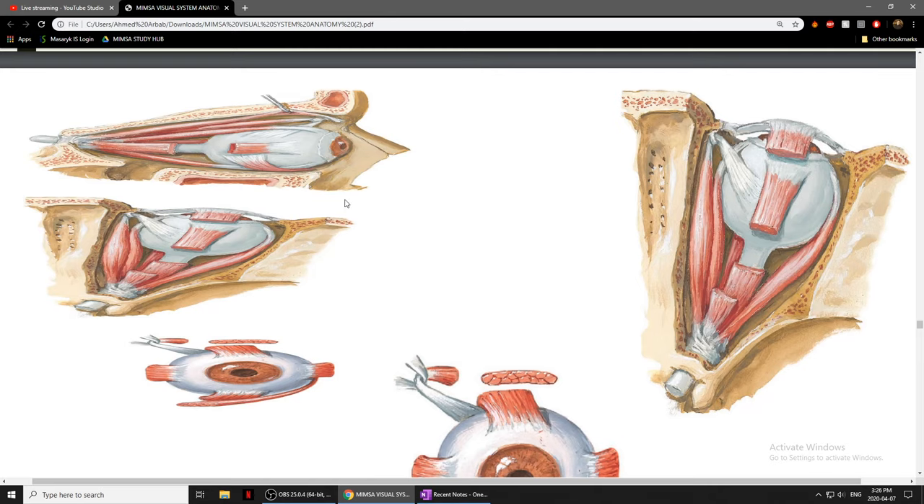The only one that doesn't originate from the common tendinous ring is this right here. That is the inferior oblique. The inferior oblique actually originates from the floor of the orbit, from the maxillary bone specifically, and it moves across underneath the eye, and it inserts again around the same region as the superior oblique, but just inferior to it, on the underside.